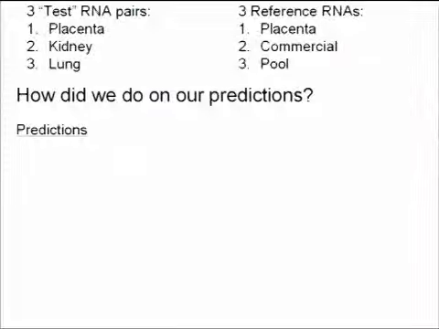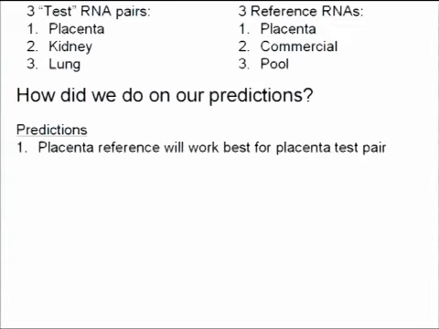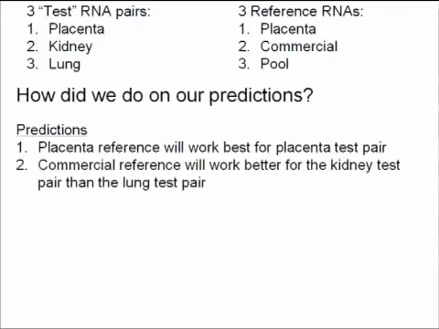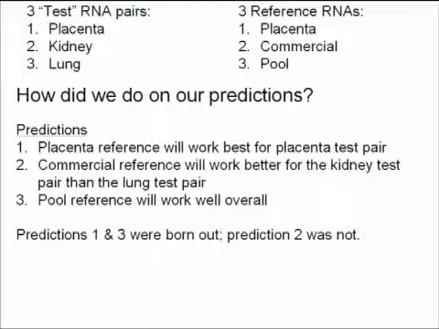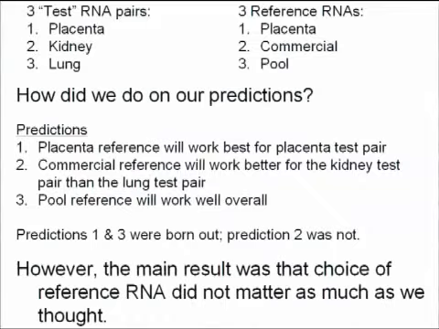And the question is, how do we do on our predictions? So we predicted the placenta reference would work best for the placenta test pair, that the commercial reference would work better for the kidney test pair than the lung test pair, and that the pooled reference would work well overall. I think we could say that predictions 1 and 3 were right. Prediction 2 was not. But the more compelling result was that the choice of the reference turned out not to matter as much as we thought. So the normalization seemed to be very robust, not depending really heavily on that assumption.